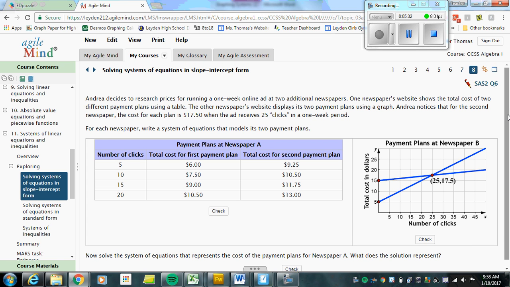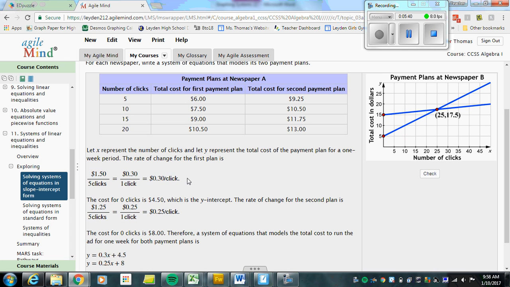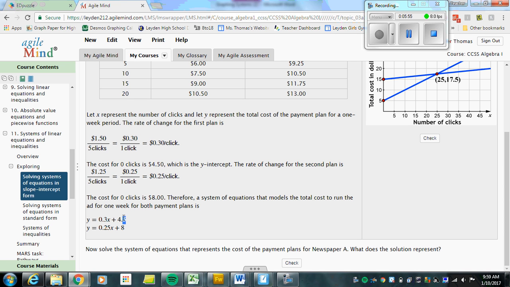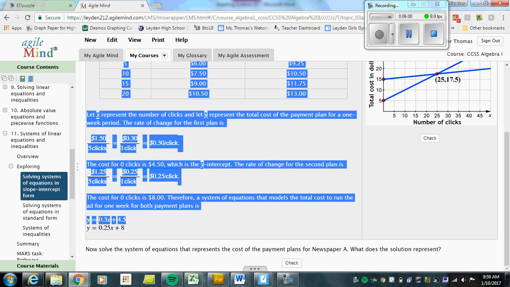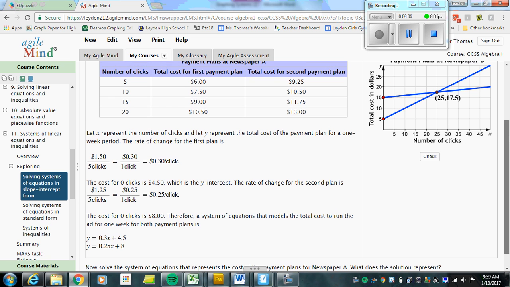Write the system of equations for the table for the first payment. So looking at the table for payment A, the slope is $0.15 per 5 clicks, which equals 0.3 per click. And the y-intercept is 4.5, which gives us the function rule, y equals 0.3x plus 4.5.